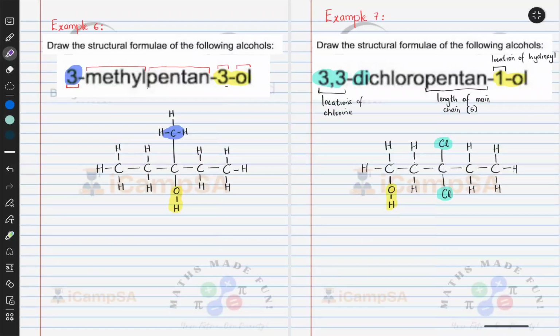And as a result, we have done pretty much all the examples that would help prepare your fundamental knowledge of alcohols.